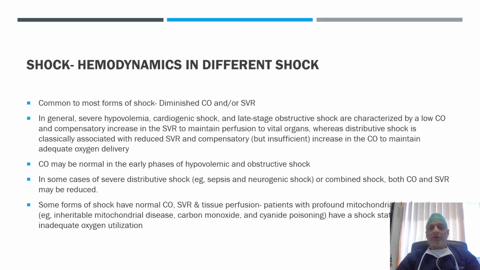In most shock states, out of these two values, cardiac output and systemic vascular resistance, at least one is reduced. But some forms of shock have normal cardiac output, systemic vascular resistance, and tissue perfusion. It occurs in patients with carbon monoxide and cyanide poisoning, and here the problem is inadequate oxygen utilization at the cellular level.